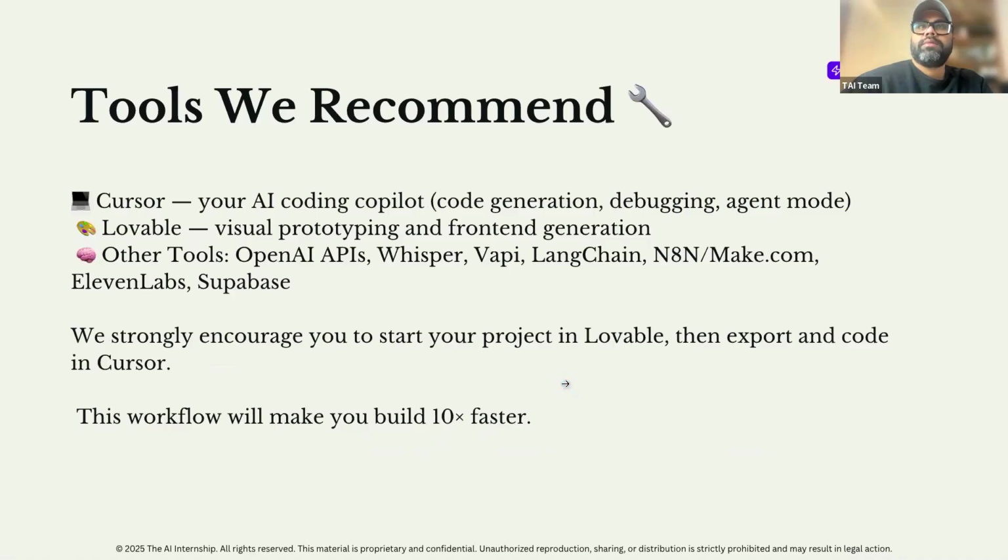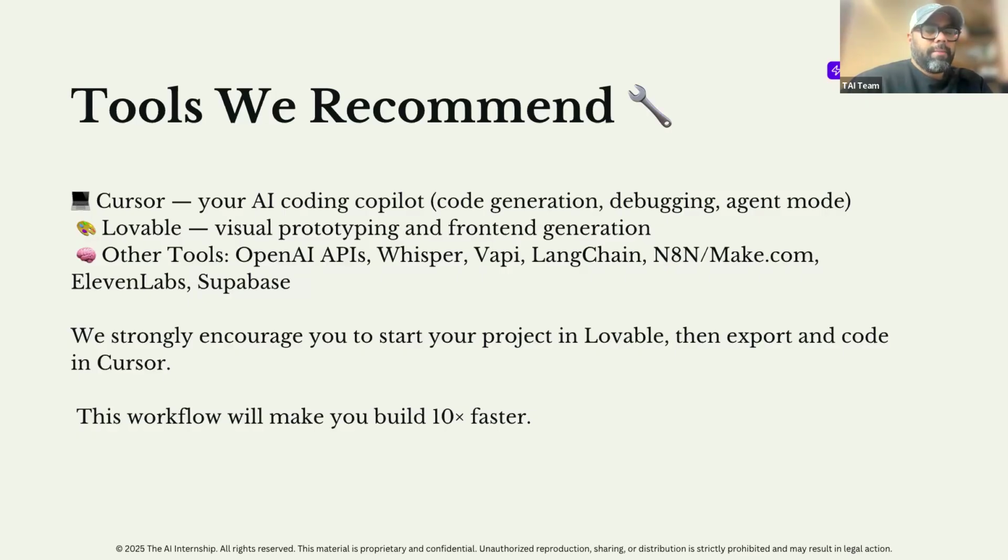And the tools we recommend: obviously use Cursor, with its agent mode, and use Lovable, especially if you're building a front end. If you build a voice agent, that doesn't make sense. But if you're building a graphical user interface type of product, use something like Lovable or even V0. And then there are quite a few other tools: OpenAI APIs, Whisper, VAPI, LangChain, N8N, ElevenLabs, Supabase, etc. So you've got a whole lot of tools out there. Apart from this, there are other things like Anthropic APIs.